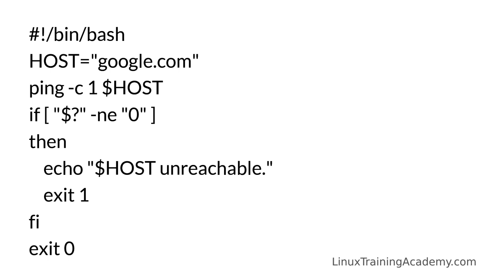If the ping command fails, then a non-zero exit status is received. This makes the if statement true, and the echo command and exit 1 commands are executed. The exit 1 command will stop the execution of the script and return an exit status of 1.